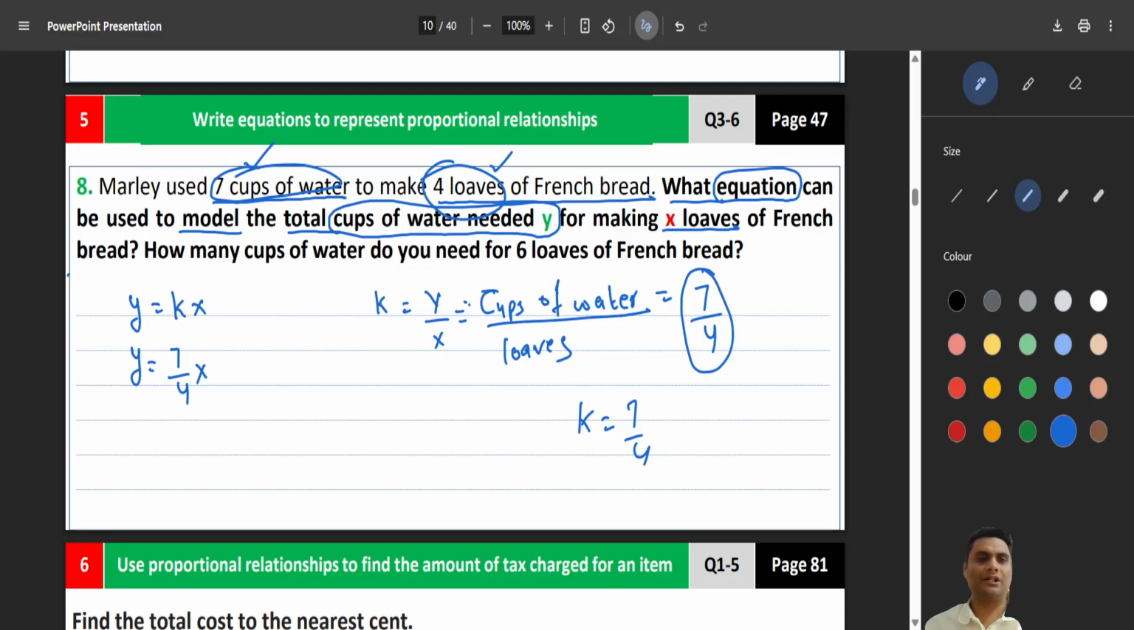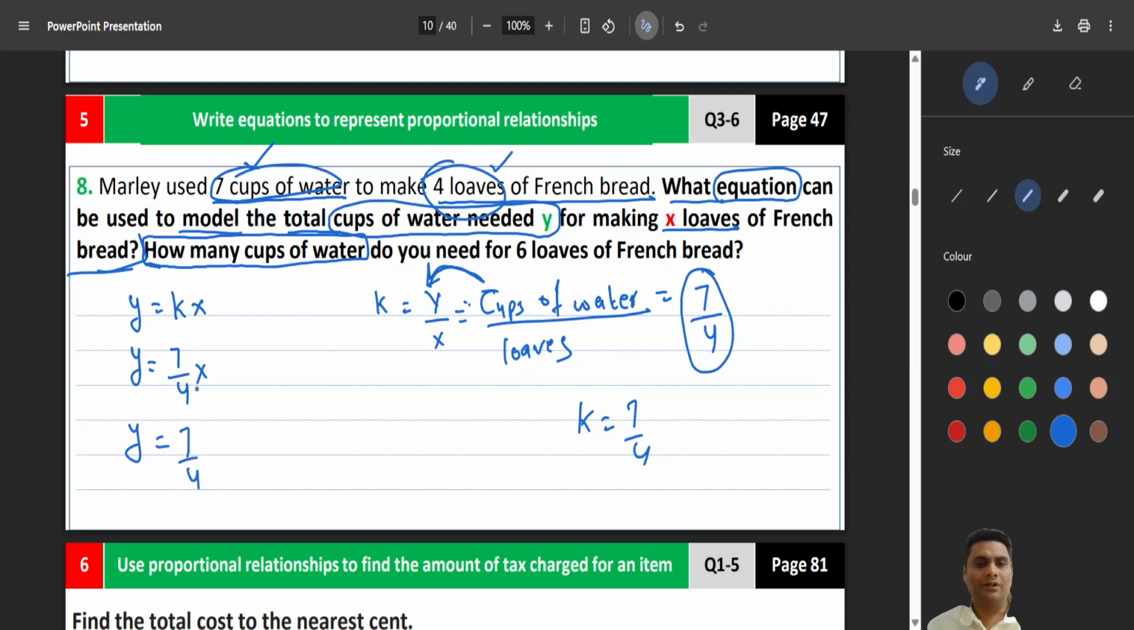So the question until here is finished. We wrote the equation. Now there is one more question here. How many cups of water? So we have to find what? We have to find the number of cups of water. Now cups of water is y or x? Cups of water means y. So we have to find the y here.